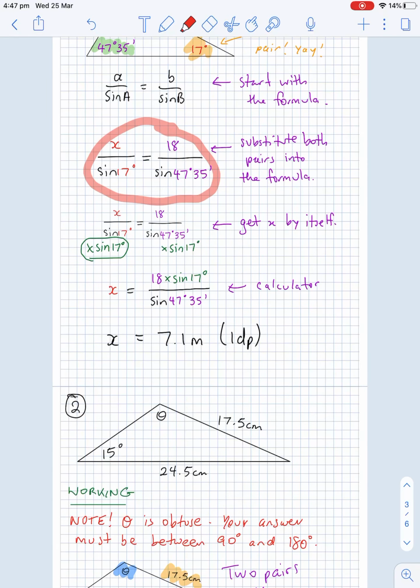Next, looking at this formula, you have to think to yourself, how do we get our x by itself? So x is with sine 17. That's dividing, so we have to multiply both sides by sine 17. You have to remember that those 2 will cancel out, leaving you with just your x.